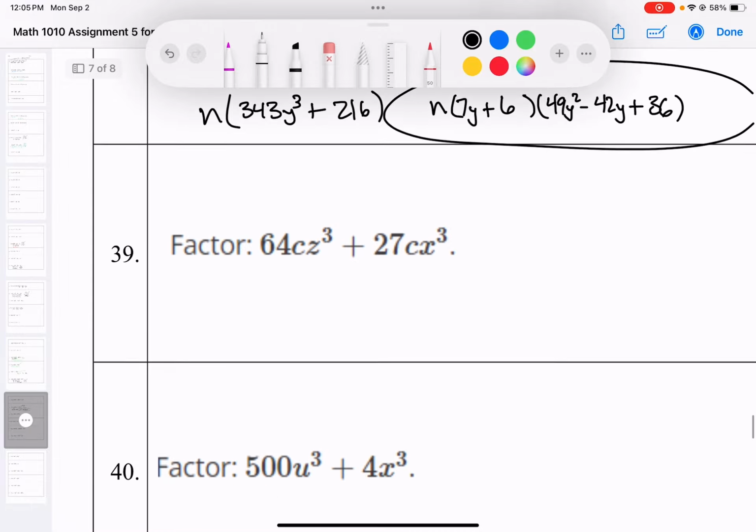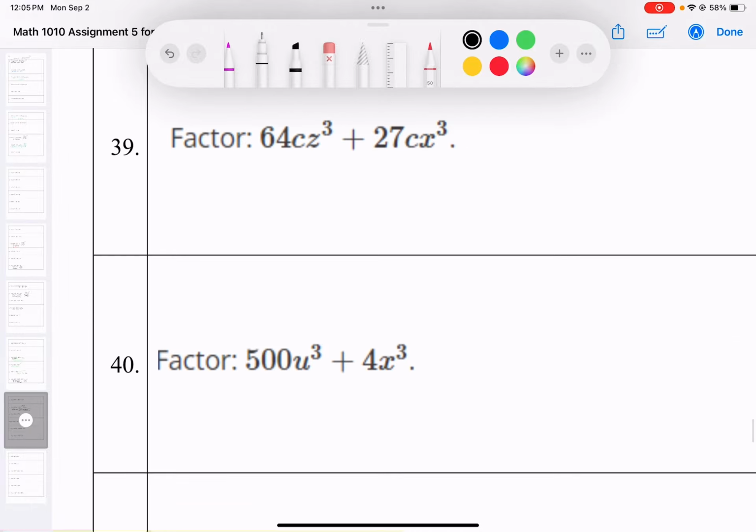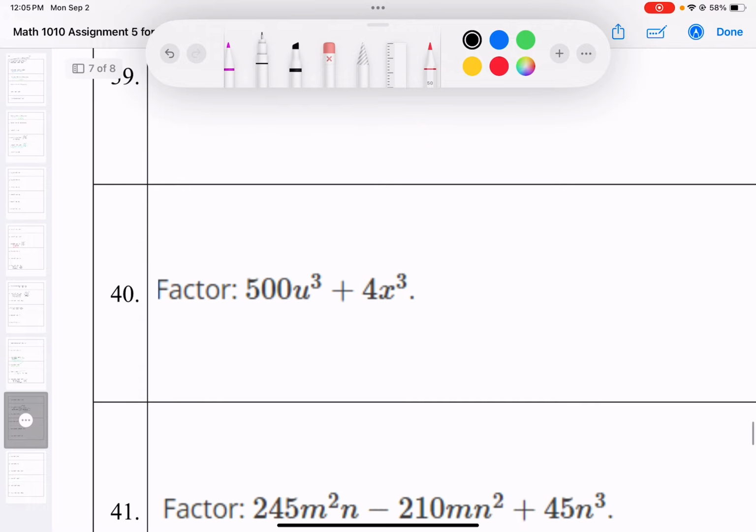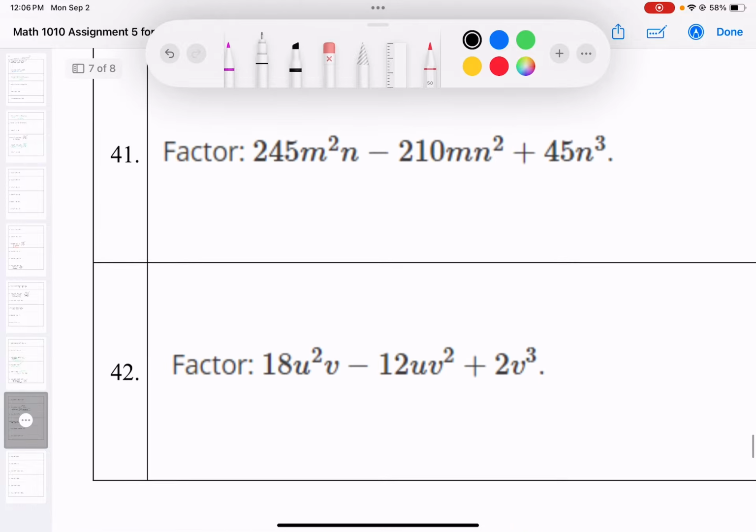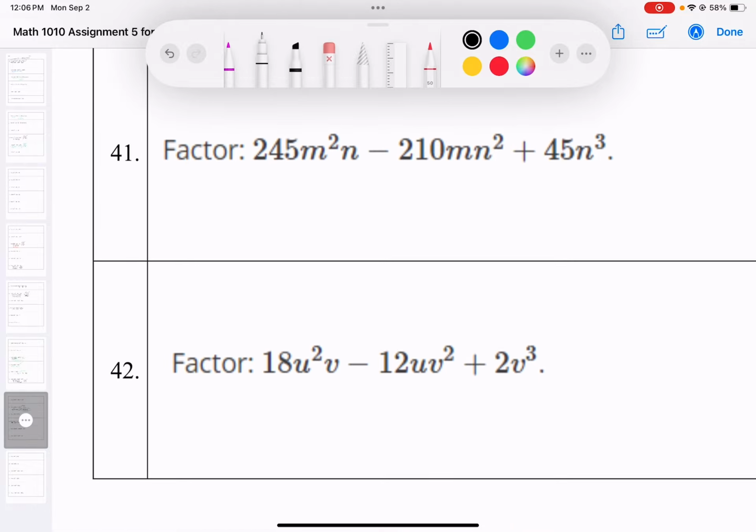So again, we can factor out the c, and then it's going to be sum of cubes. 500. Oh, we can factor out a 2. Actually, a 4. So factor out a 4. That's going to be 125u cubed plus x cubed. And that's sum of cubes. So there's a lot of those here at the end. Factor out an n. Let's turn this one into a quadratic and something else.